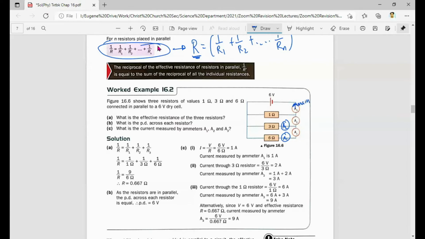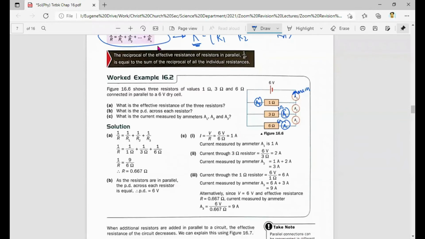A2 is to measure the current through the 3 ohm. A1 is to measure the current through the 6 ohm. So there is no ammeter to measure the current through the 1 ohm. If I want, I should attach an A4 over here to measure the current through the 1 ohm. A3 measures the main, because you can see A1, A2, A4 are 3 separate branches. The current through 1, the current through 3, the current through 6 is represented in A4, A2, A1. If you add these 3 up, you should get A3.